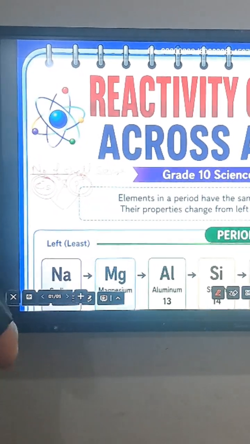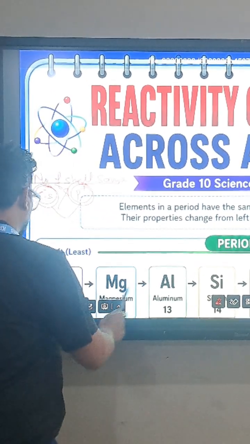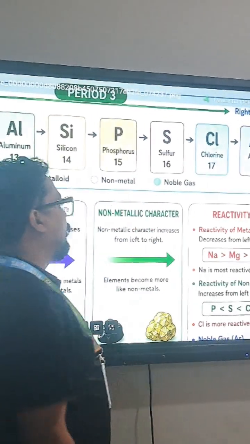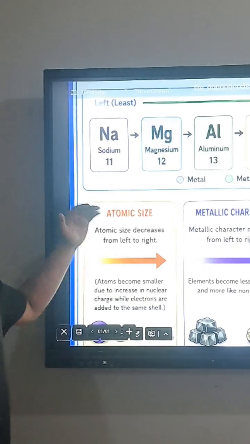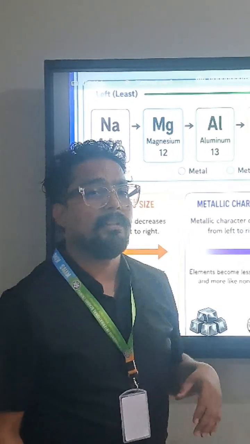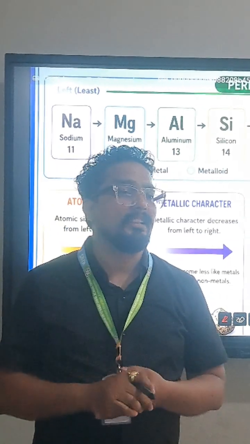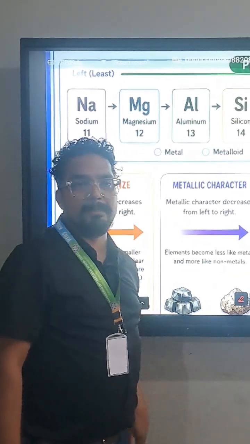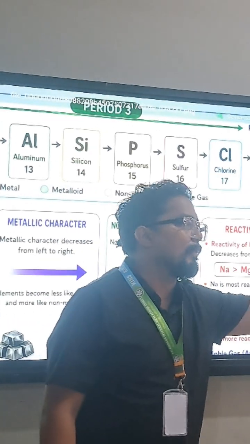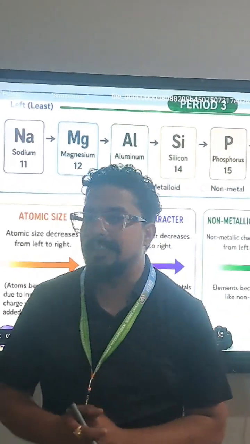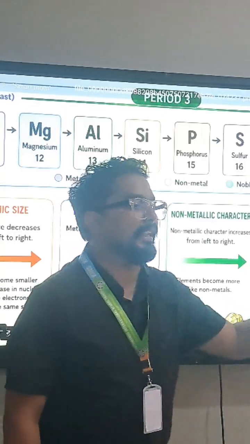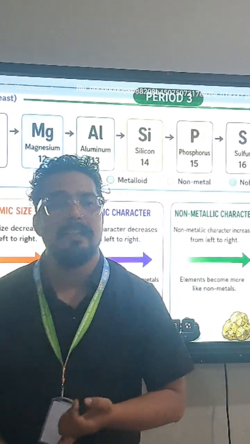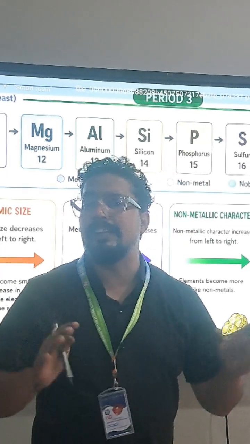Now, what we saw in the group: when we were moving from top to bottom, the atomic size was increasing. But in particular cases, when we were reading metals, we were finding only metals. When we were reading non-metals, they were only non-metals. But in a period, what happened? It includes everything. There is a metal, there is a non-metal, there is a metalloid, there is an inert gas. Everything is there in a period.